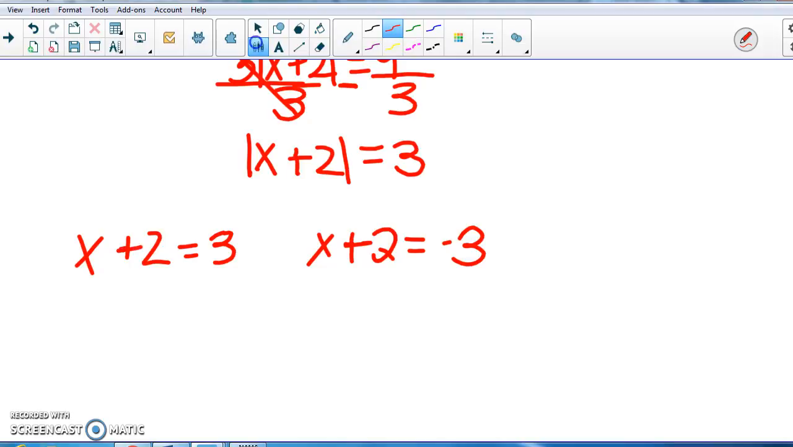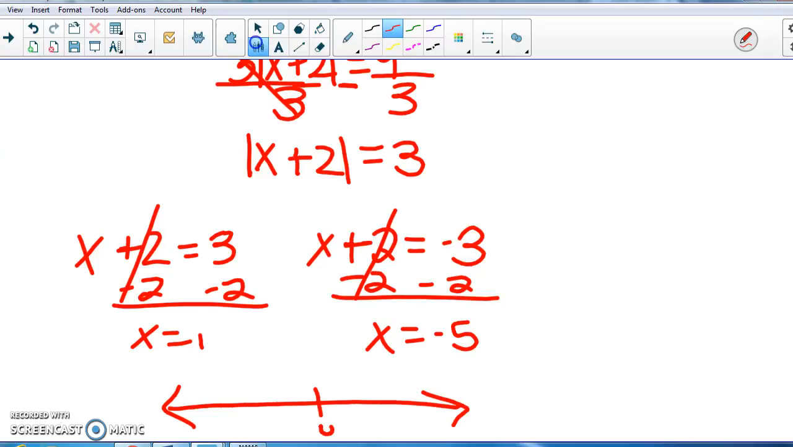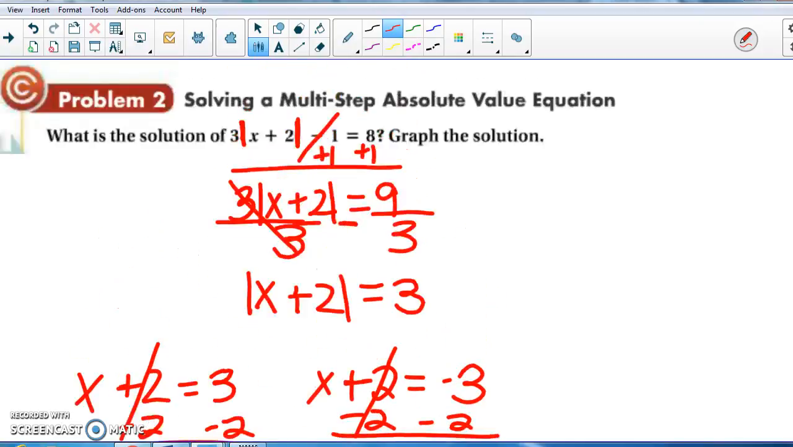Isolate for x, so I'm going to subtract 2. x is equal to 1. Subtract 2. x is equal to negative 5. It asks me to graph and check my solutions again, so I graph 0, 1, 2, 3, 4, 5. Graph my solutions. To check, I plug in.